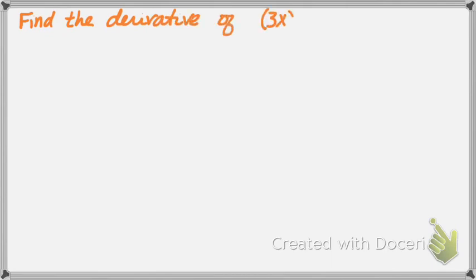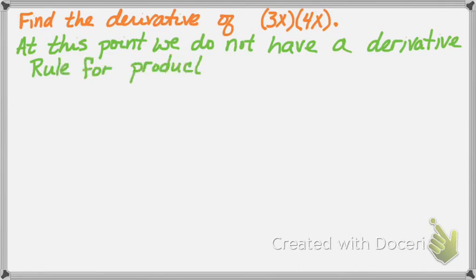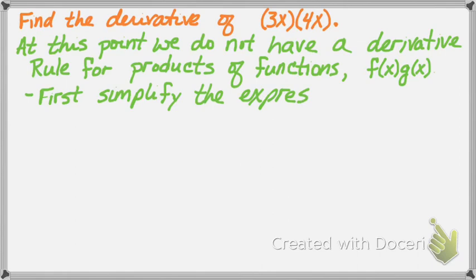So now I want you to find the derivative of 3x times 4x. At this time, we do not have a rule that tells us how to find the derivative of a product of functions. So, the best thing that we can do right now is to algebraically simplify 3x times 4x and then find the derivative.